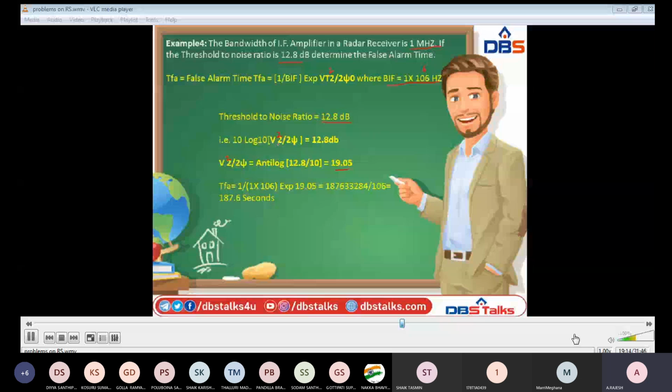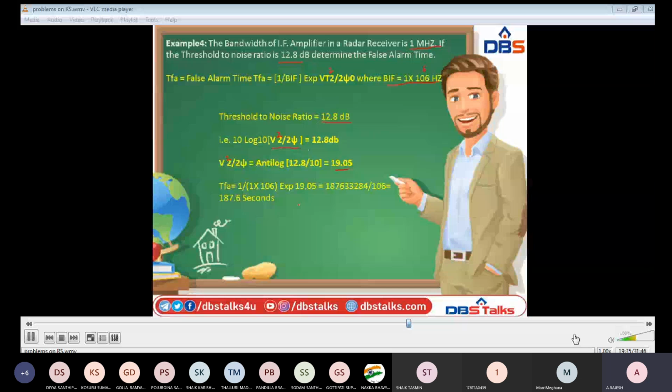That means this value is equal to 12.8 dB. So V square we are going to calculate. V square by 2 psi is equal to the anti-logarithm of 12.8 by 10, that will be equal to 19.5. Therefore, substitute these values here.